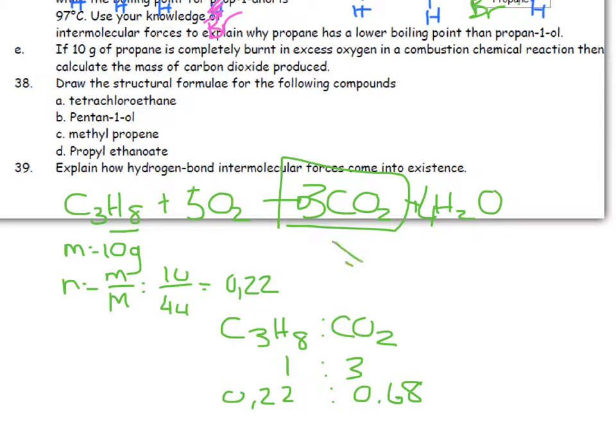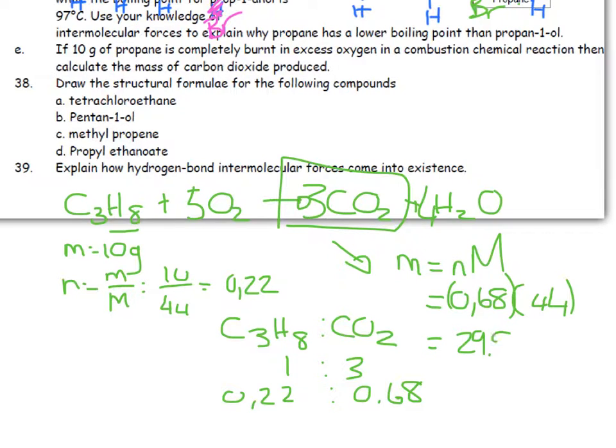Then I'm working out the mass here. Mass is equal to number of moles times molar mass. By some weird coincidence, the molar mass of carbon dioxide is also 44, because it's going to be 12 plus 16 plus 16, and you land up with 29.92 grams of carbon dioxide. They could have asked you for a volume as well. You may have needed to have done that.